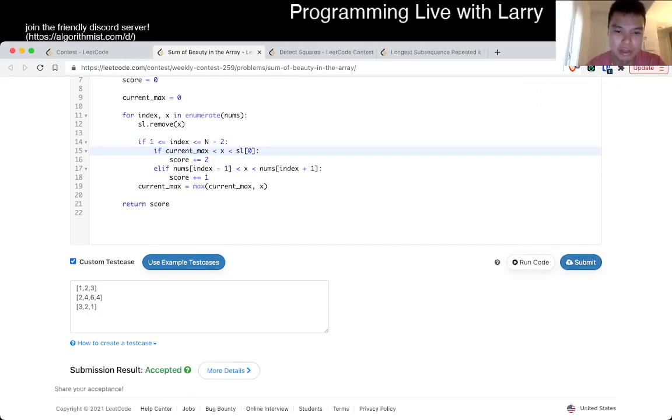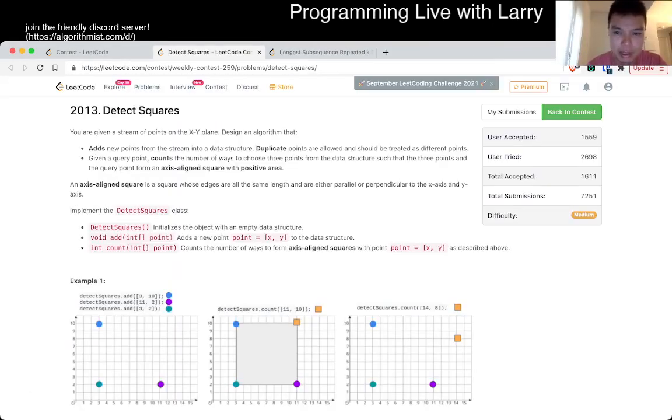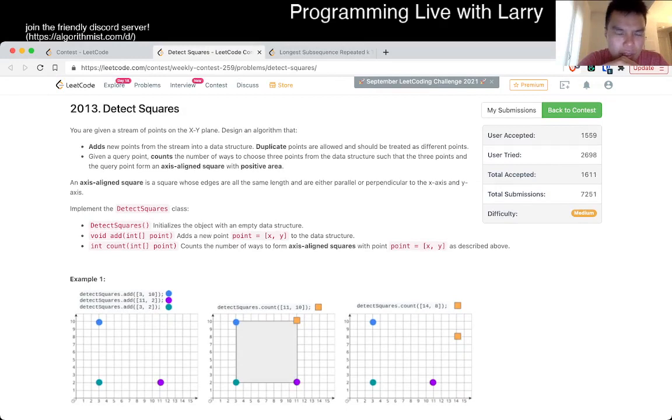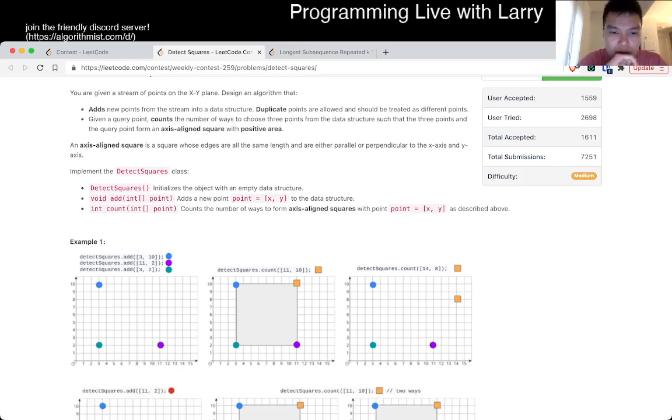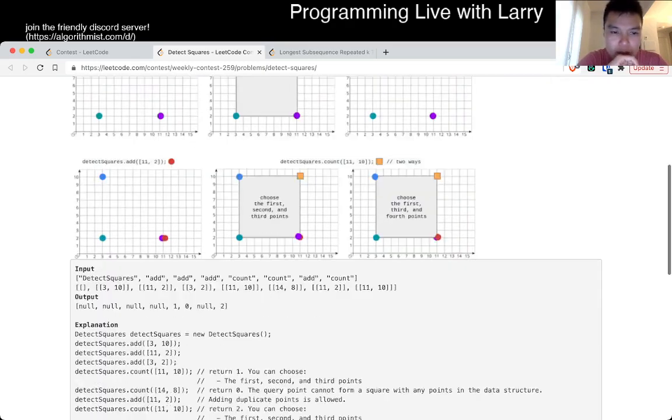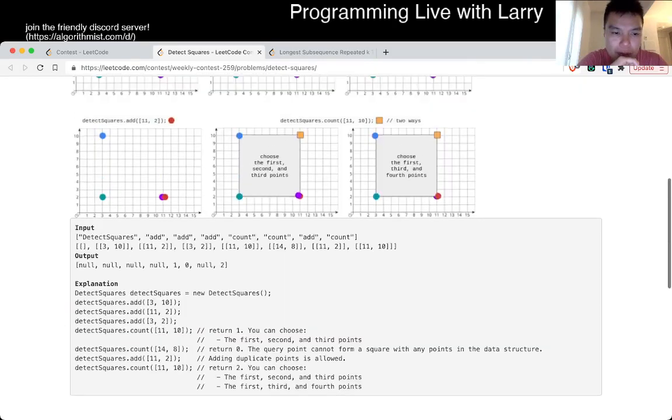Okay, it was a little bit slower than whatever, but it is okay. Okay, you can assume exclamation. Duplicates are allowed. Okay, given equivalent count the number of ways to choose 3 points such that 3 points and a query point form an axis-aligned line. Okay. This is an interesting one.